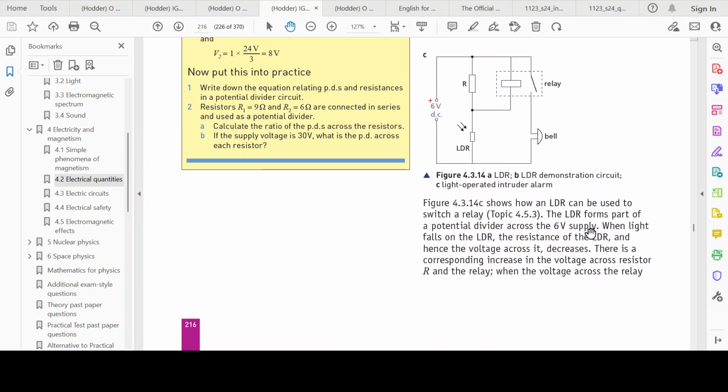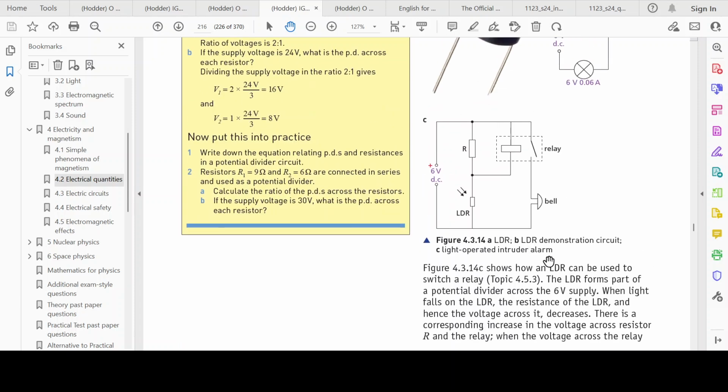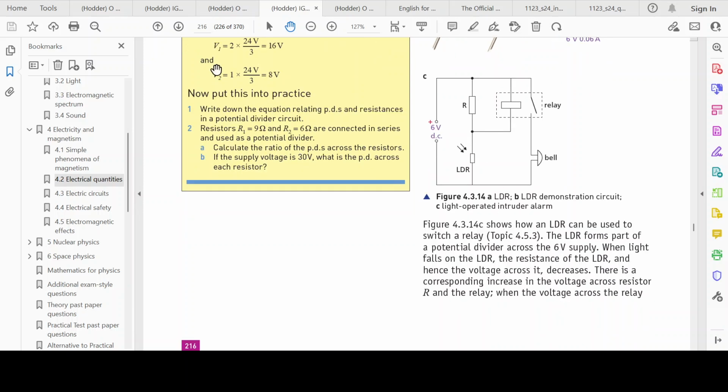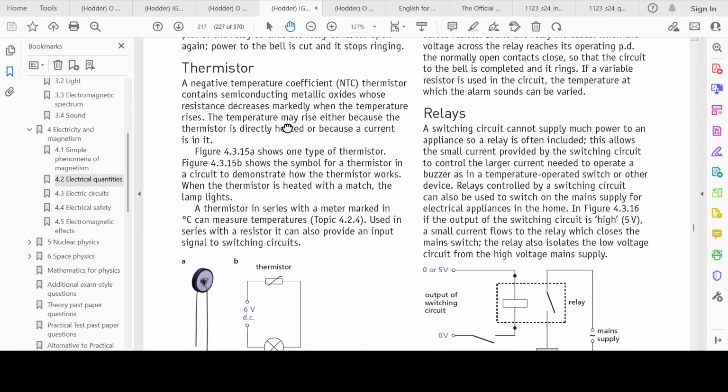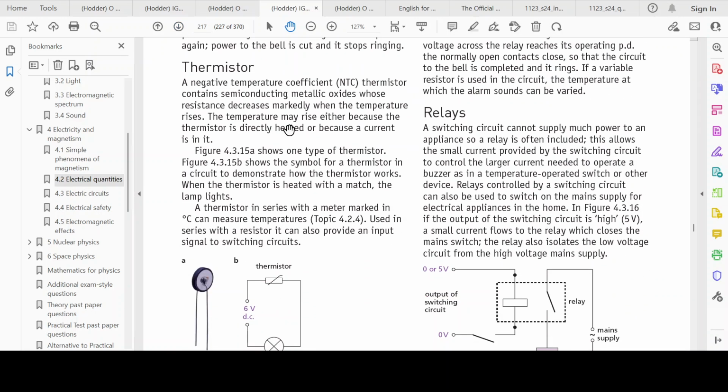They're talking about how an LDR can be used with a relay. This is a circuit diagram of an LDR intruder alarm over here, and how it's used in a relay. We'll talk about relays first and see if we can make sense of it. Then comes a thermistor.